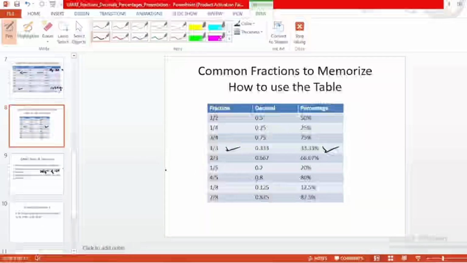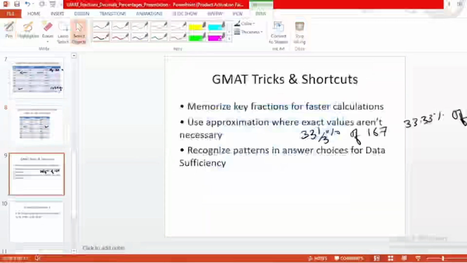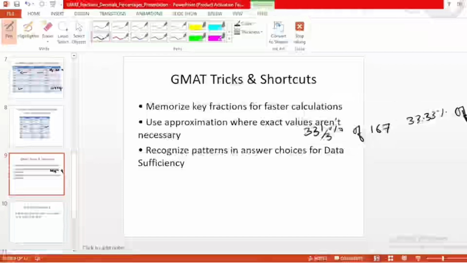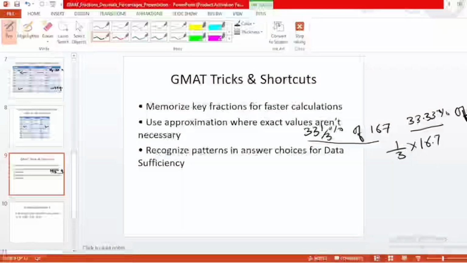Now we go to our question. So 33 1 by 3% of 167, or 33.33% of 167. You have to just multiply it, and mentally you can do it with 167, as you know that the divisibility rule of 3 says that when the digits of the number are added up, they should give you a multiple of 3.